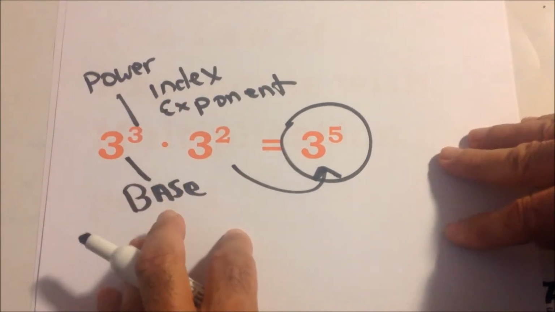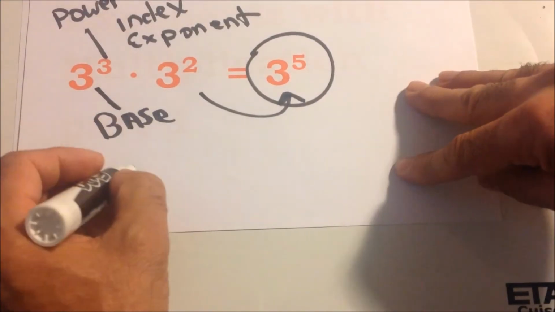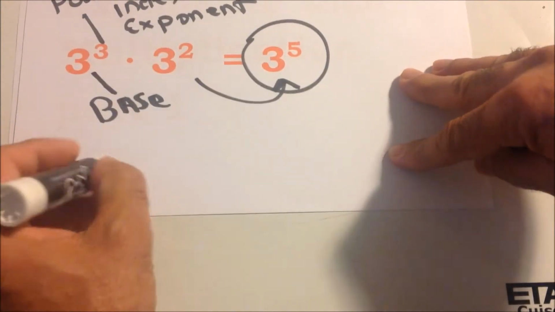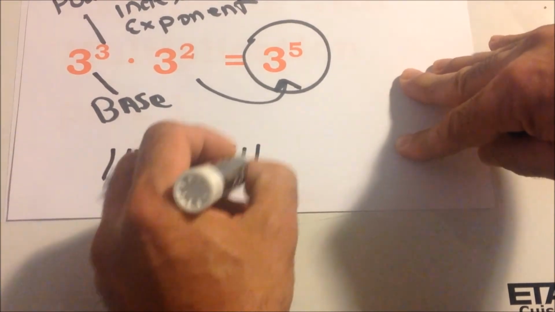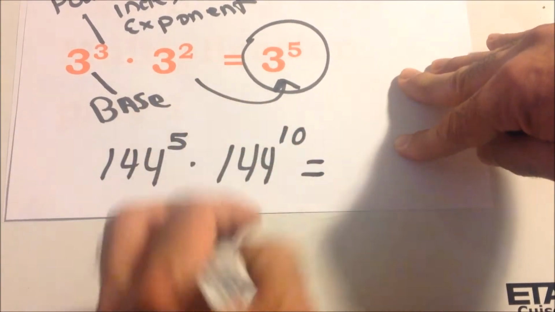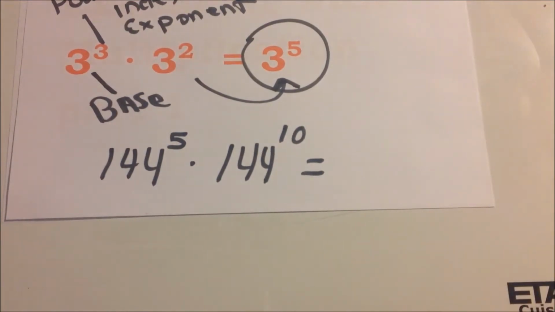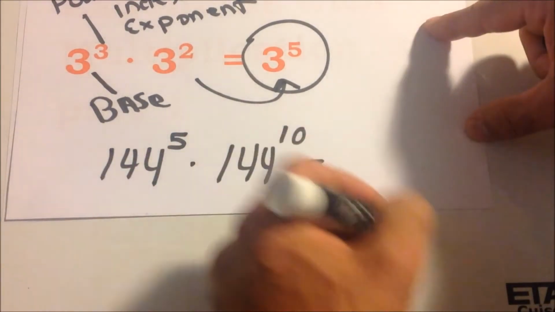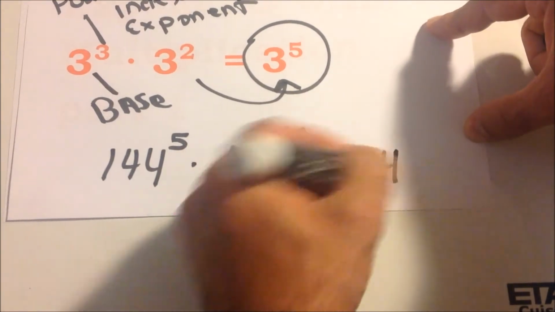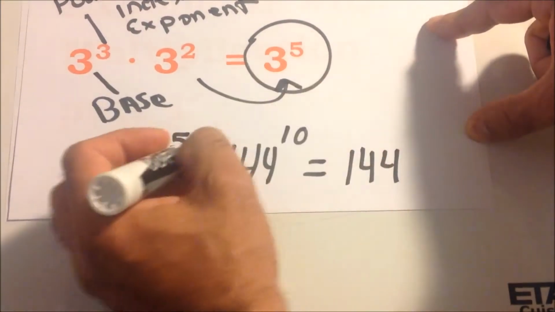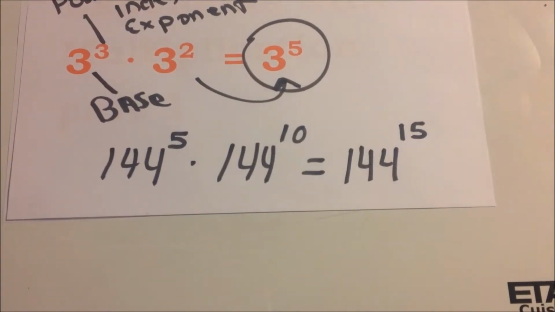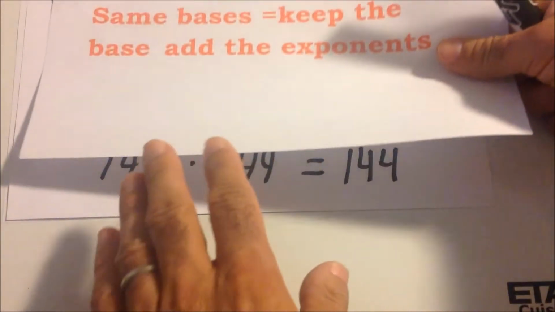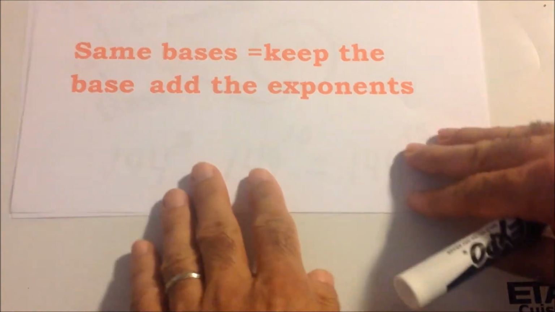Okay, so I'll give you another example here. Let's say I had 144 to the 5th power times 144 to the 10th power. So what do you think that answer would be? Well, they have the same base, right? So it's 144. You keep the base and just add the exponent. So 5 plus 10 is 15. So that would be the answer. So again, it's important to remember that when they have the same bases in multiplication, keep the base and add the exponents.